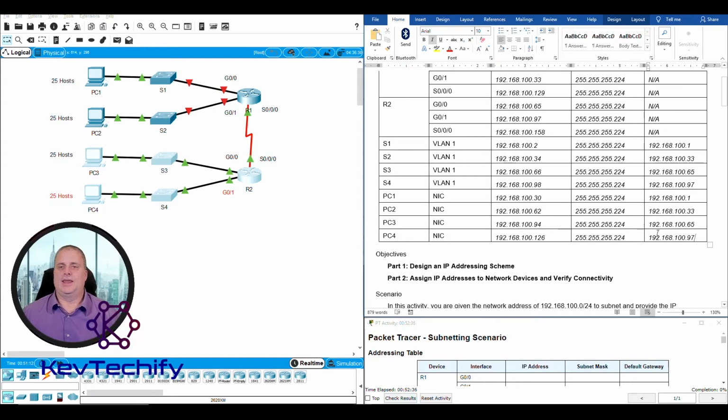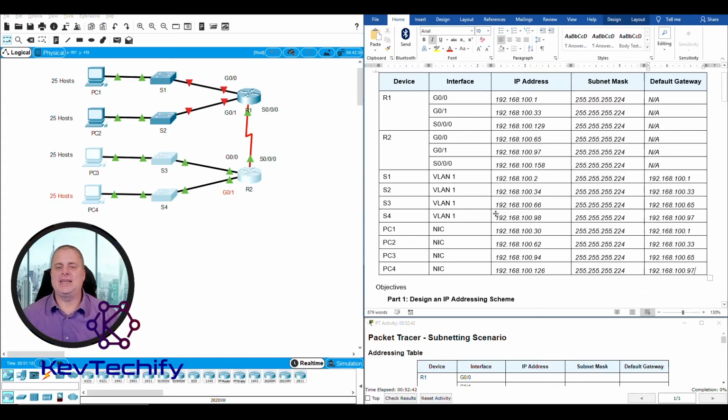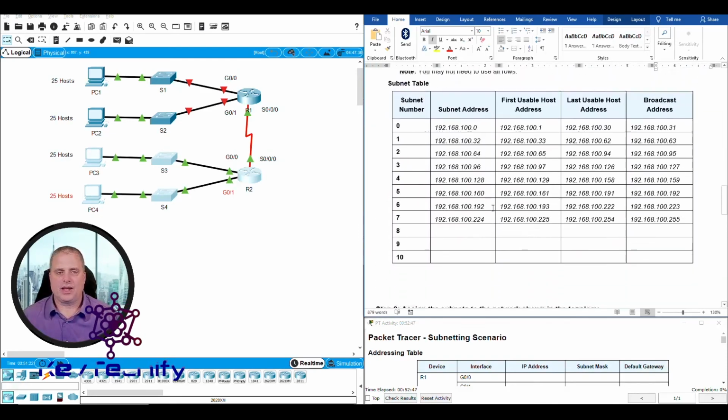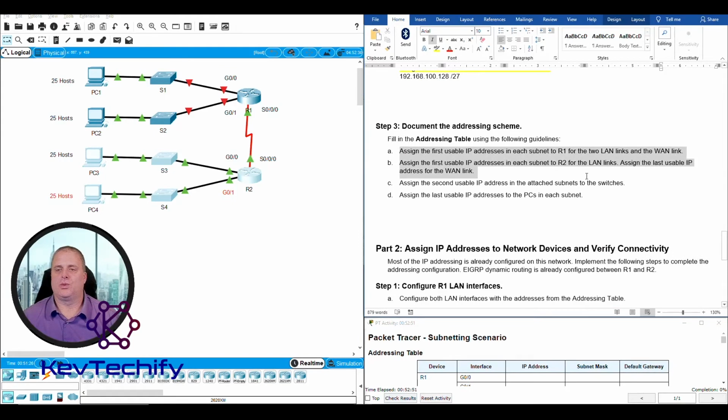168.100.97. And that fills out our addressing table. We are able to get that all from our system requirements: number of LANs, number of devices, and then what IP addresses are we assigning where. That gave us the ability to fill in that entire chart.